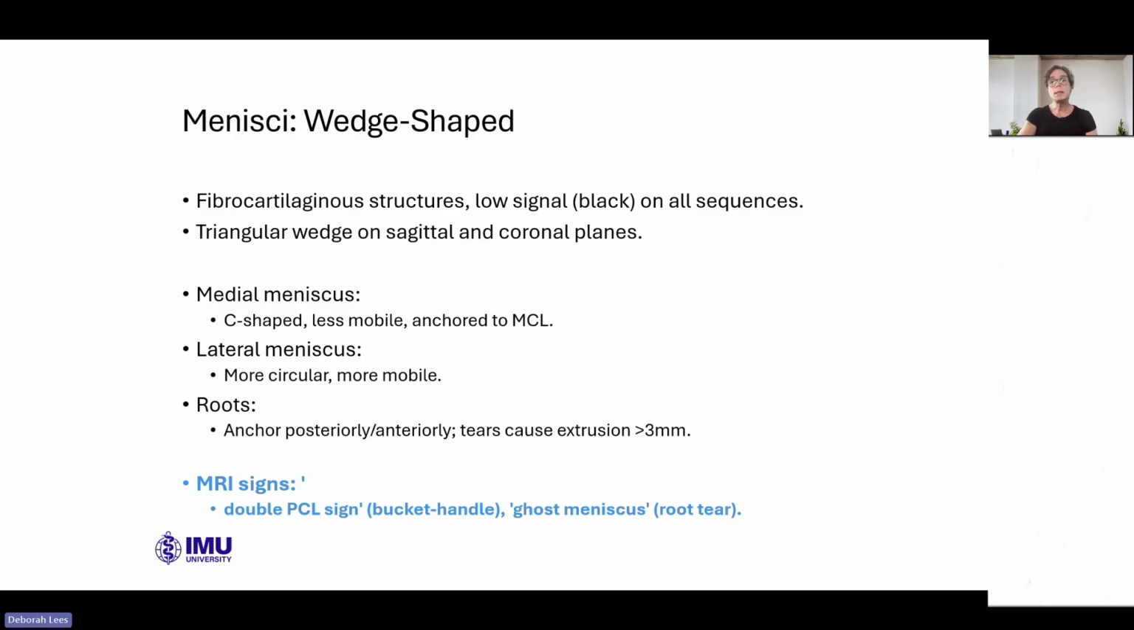Okay, and what we're specifically looking at, the big one on the MRI is a double PCL sign, and it looks like you've got two PCLs, and that's classic bucket handle tear. So beautiful exam question. It's a picture, you can't miss it. You see that picture, you know exactly what it is, marks in the bag. So don't forget about that one.